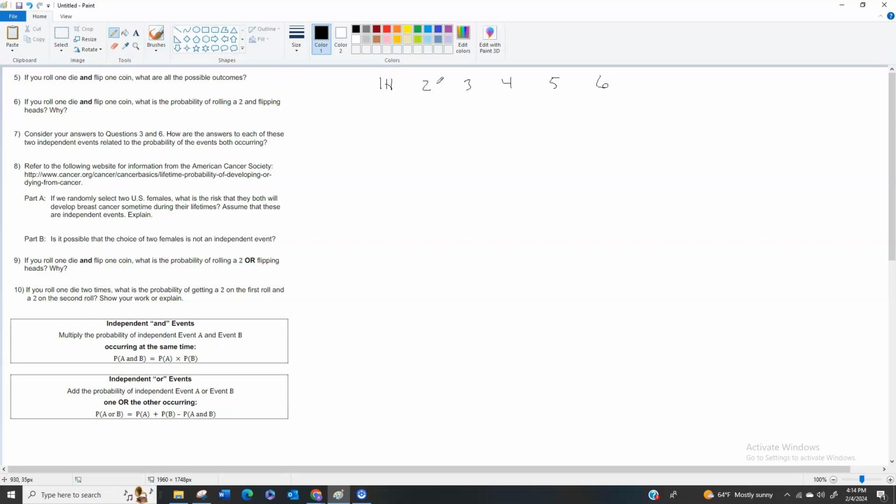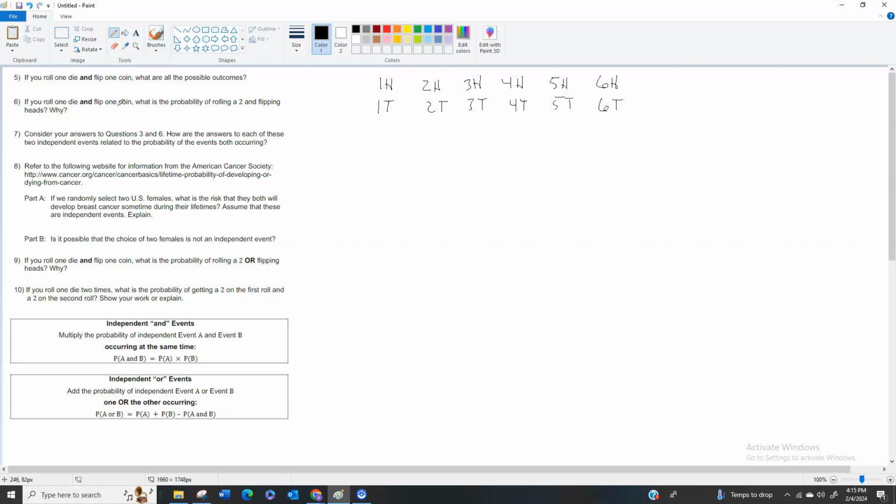So 1 heads, 2 heads, 3 heads, 4 heads, 5 heads, 6 heads. But you could also roll a 1 through 6 and get a tails. So these are all the possible outcomes that could happen. You could get a 1 through a 6, and you could get any of those with the heads, or you could get any of those with the tails. So there are 12 possible outcomes that could happen because there's 6 outcomes for the die, and then there's 2 outcomes for the coin, so 6 times 2.